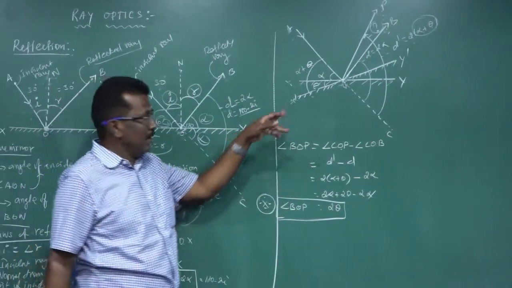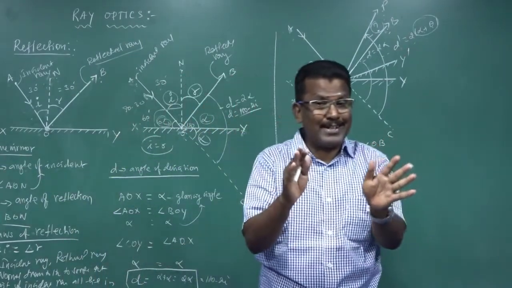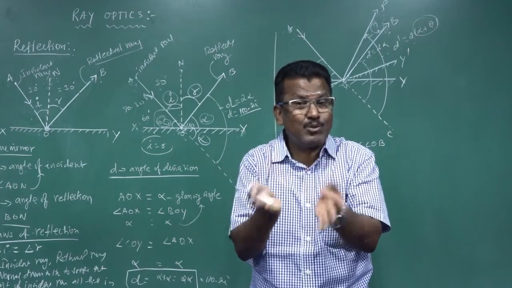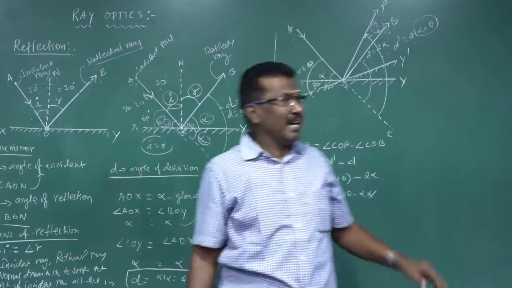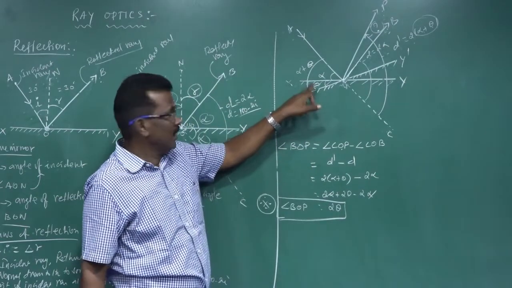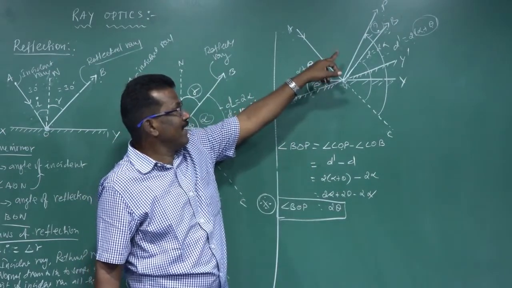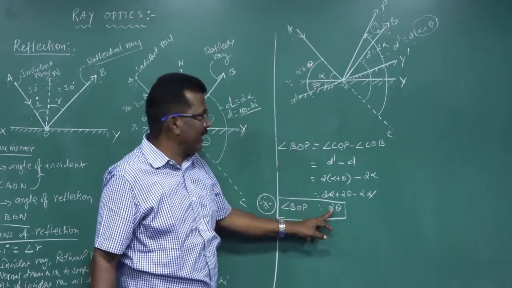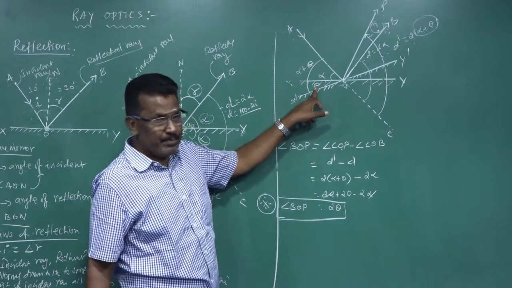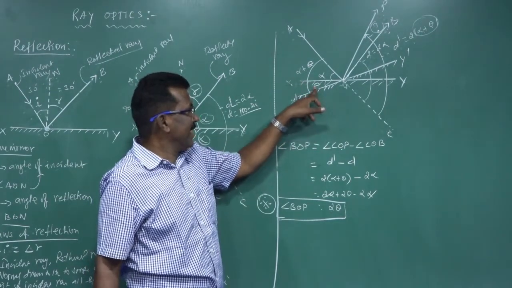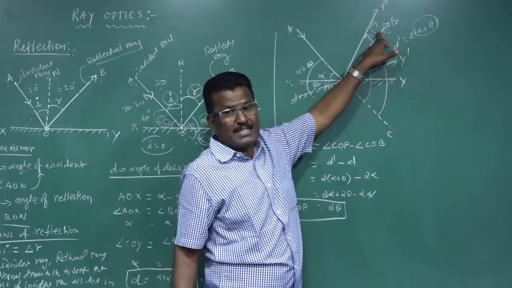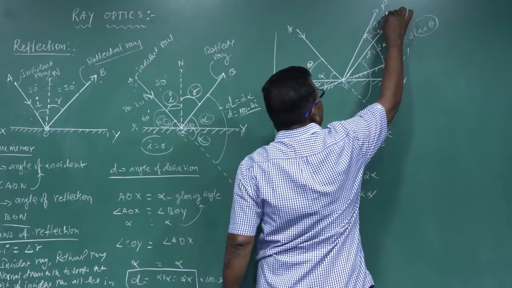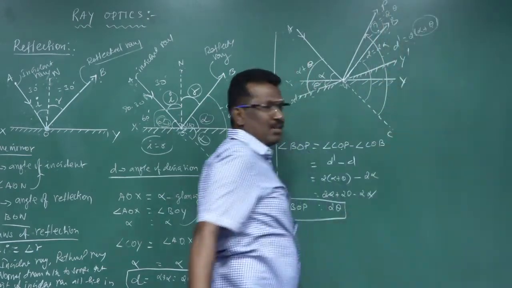If the plane mirror has been rotated by a certain angle, the reflected beam also changes. If theta changes, how much angle has the reflected beam rotated? It rotates by 2 theta. If XY makes an angle of 10 degrees, the reflected beam changes by 20 degrees. It is 2 theta.